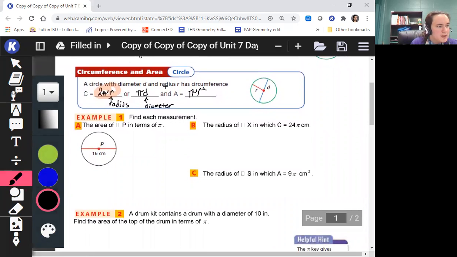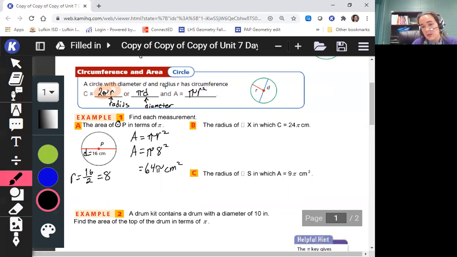So our first example, we want to find the area of circle P in terms of pi. Remember, our formula for area of a circle is pi r squared. We have our diameter here at 16, and to find our radius, we divide 16 by 2, and that is 8. Then we plug our radius in, so we have pi 8 squared, which is 64 pi centimeters squared. Yes, we leave the pi because it asks in terms of pi. We are not going to type in 3.14 or press the pi button.